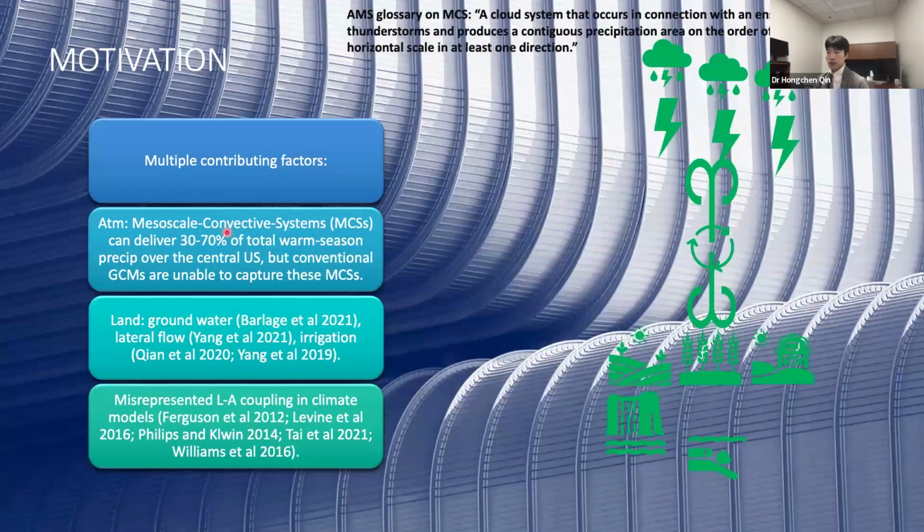There are multiple contributing factors to this issue. From the atmospheric perspective, mesoscale convective systems can deliver 30 to 70% of total warm season precipitation over central US, while conventional GCMs are unable to capture these MCS. From the land perspective, groundwater, lateral flow, and irrigation might also contribute to the issue. Thirdly, misrepresented land-atmosphere coupling in climate models might also play a role here.